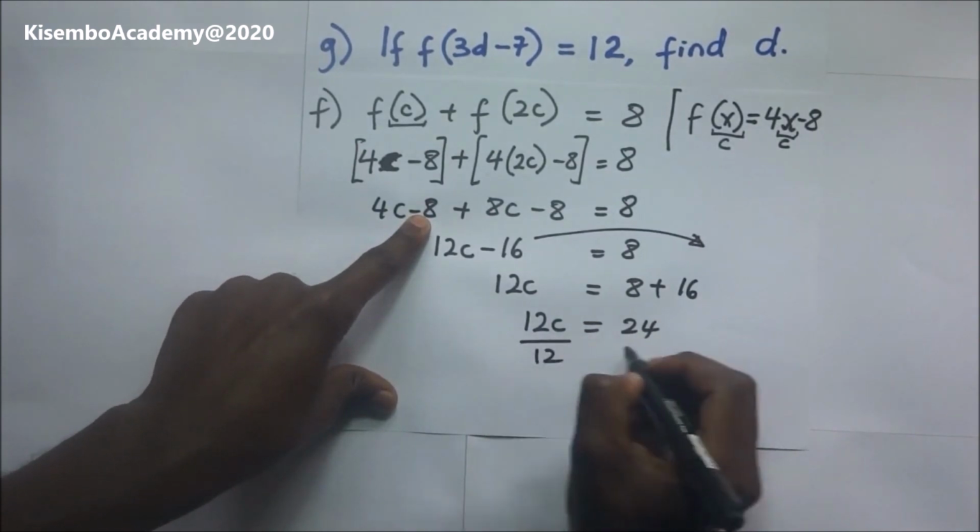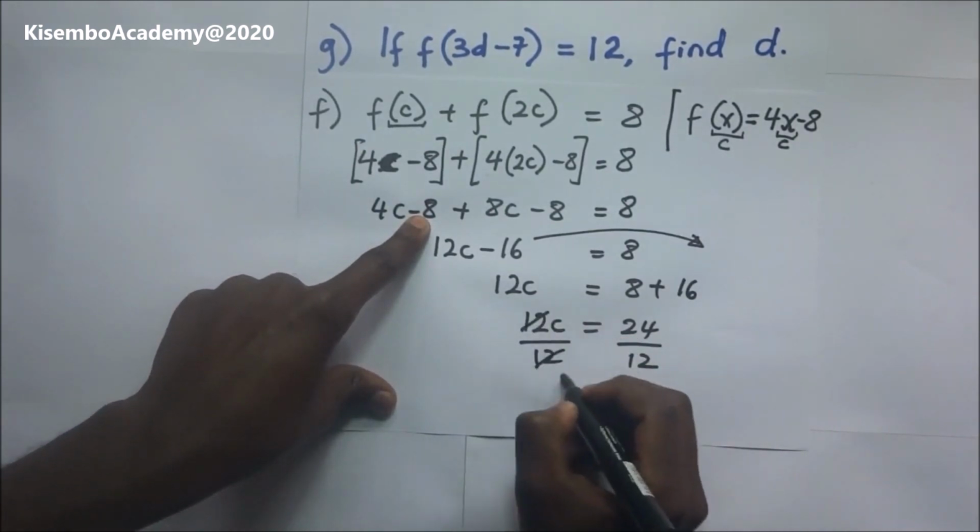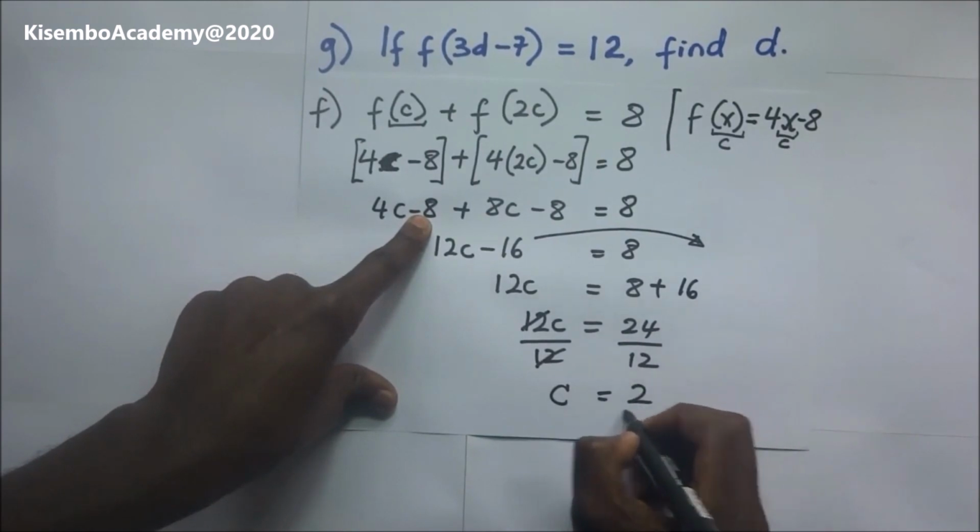24. Divide both sides by 12. We shall end up with our value of c as 2.